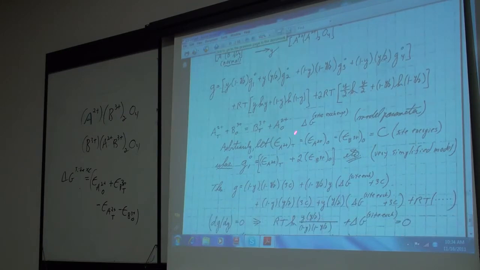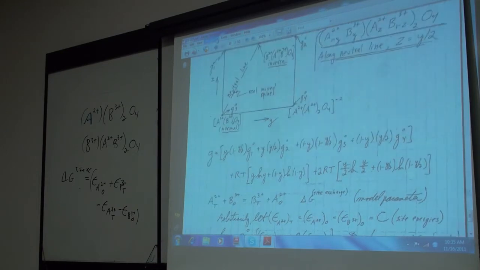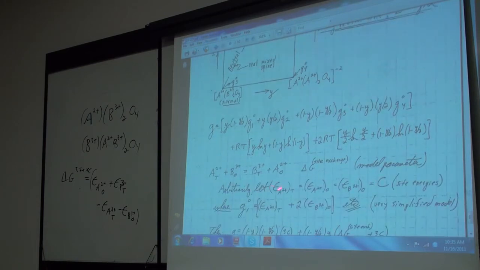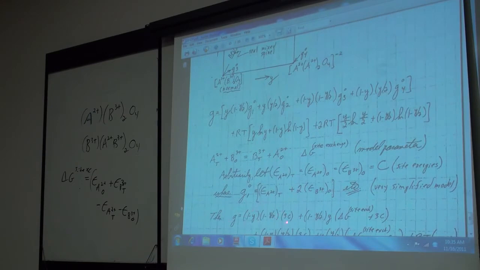So we have 1 minus y, let's take the first term, 1 minus y times 1 minus y over 2. That multiplies g naught 3. G naught 3 is epsilon of A2 plus tetrahedral plus 2 epsilon B3 plus octahedral. Both of those are equal to C. A2 plus tetrahedral, B3 plus octahedral, I arbitrarily set them both equal to C. So G naught 3 is equal to 3 times C. Okay, so we have 1 minus y times 1 minus y over 2 times 3c.